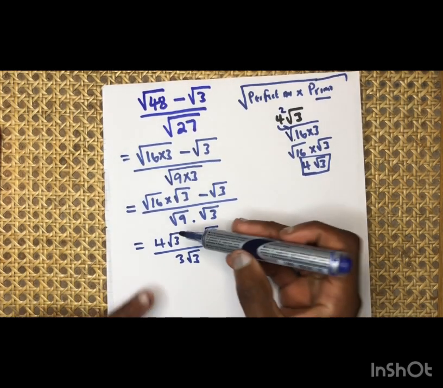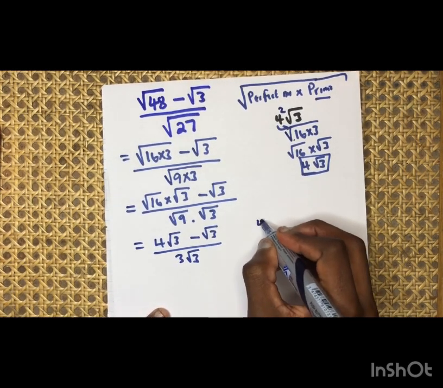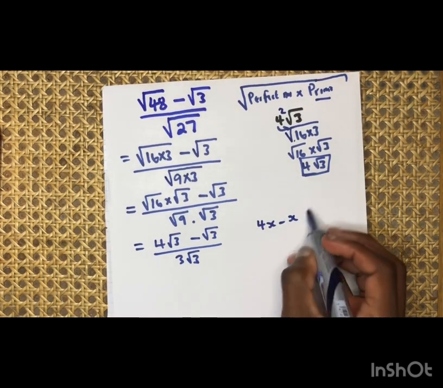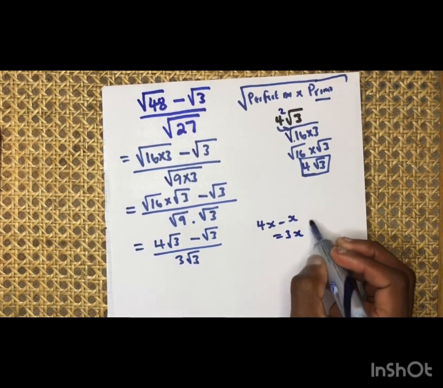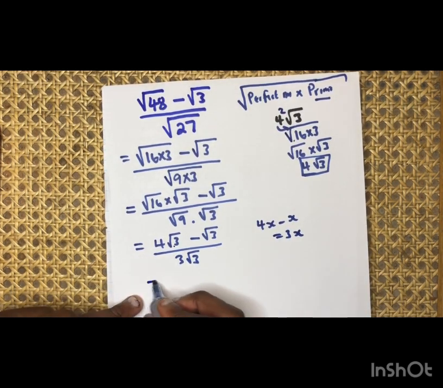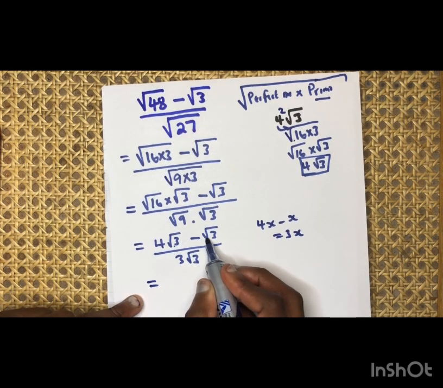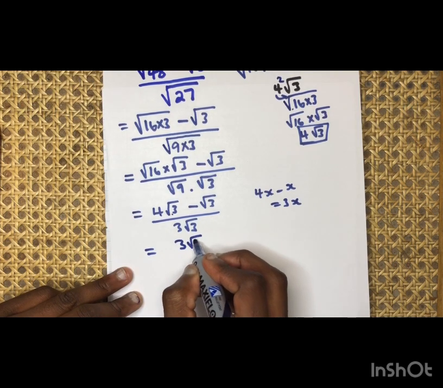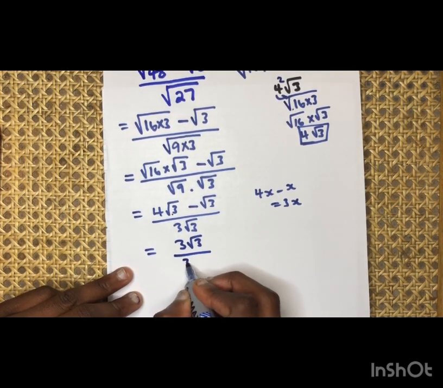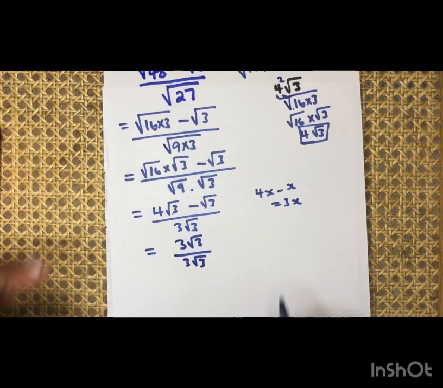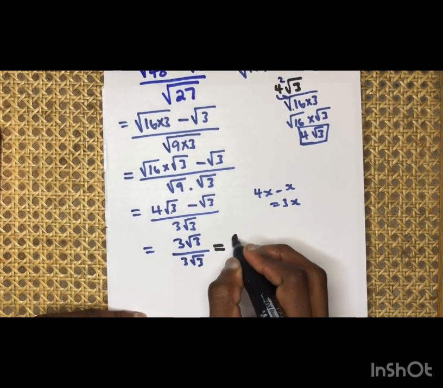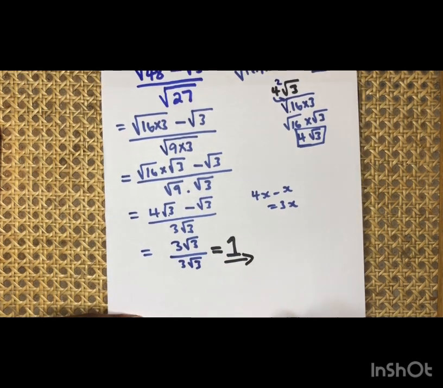Okay, so guys, consider this part as 4x minus x. So 4x minus x gives us what? It will give us 3x. So this thing is the same as this one. So I'm going to say 4 root 3 minus root 3. So you're going to get 3 root 3 over 3 root 3. Wow, now we're close to the answer. So root 3 divided by root 3, what do you get? Yes, it's 1. That is the final answer.